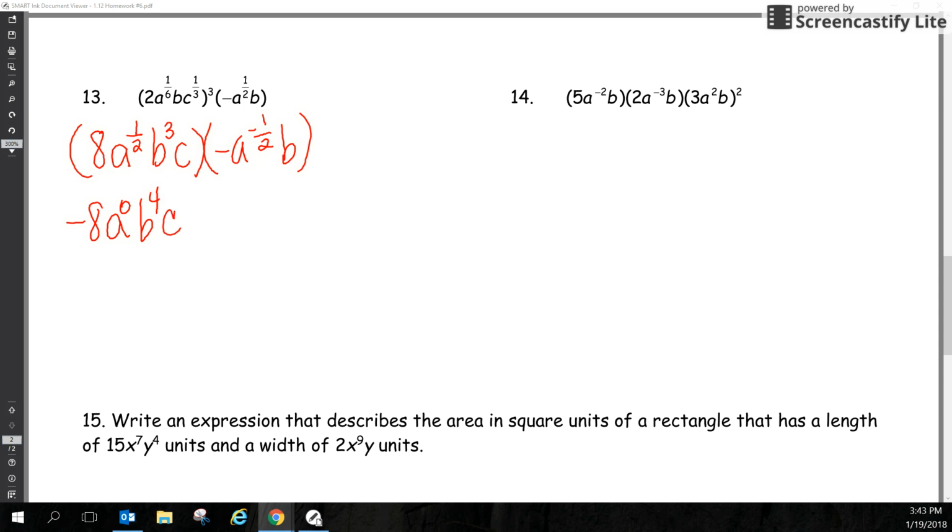And just a C. Don't forget anything to the 0 power. I don't want to leave that 0 power in there. Anything to the 0 power is 1. So this is just -8 B to the 4th C.